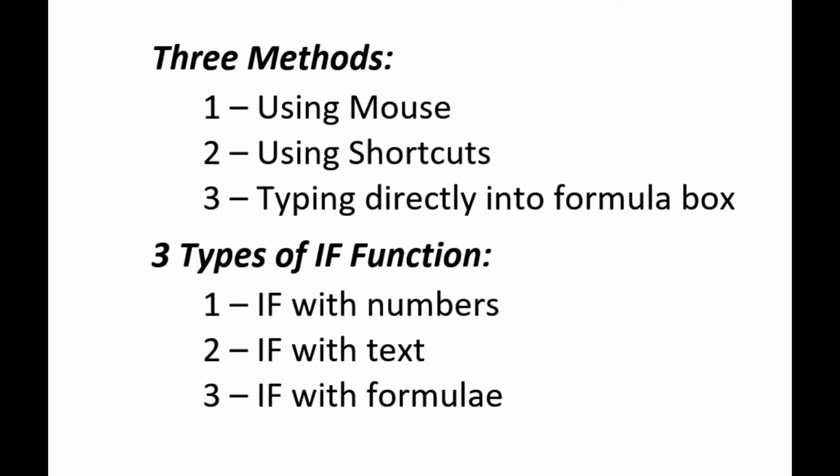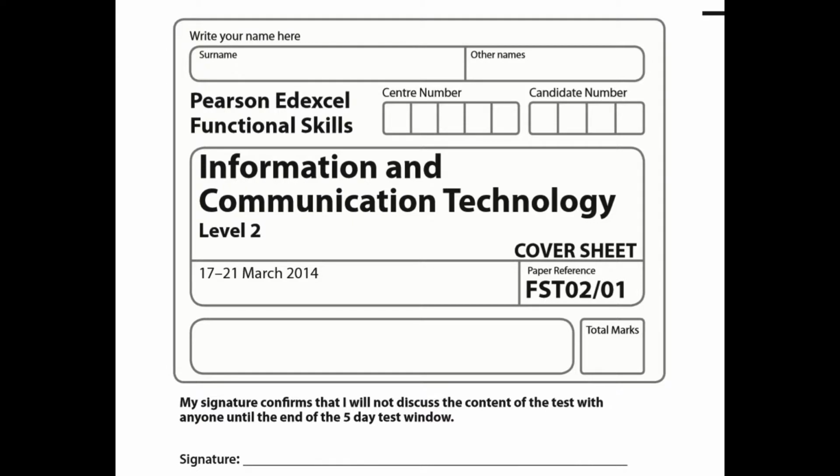So I'm going to try and cover 3 different types. The first one is just pure numbers. So if somebody's age is less than 25, then you put 4 in, otherwise 3. The next one will be if a certain thing is true, you write some text. And the last one is an if statement with a formula inside it. So on to the first one.